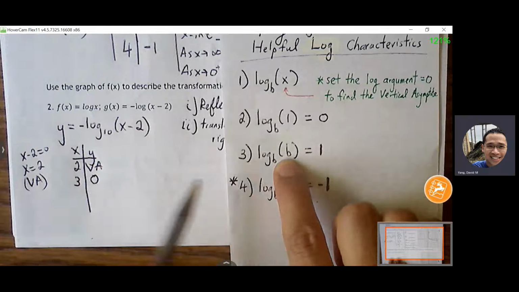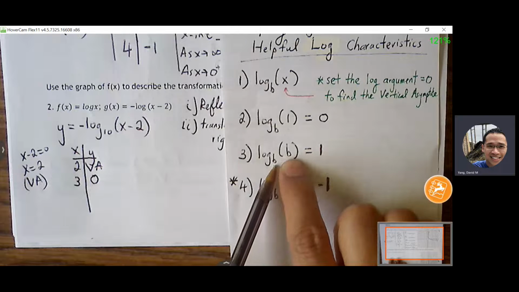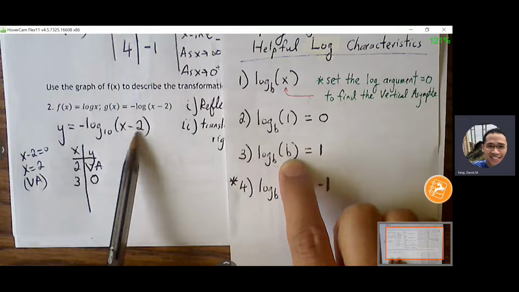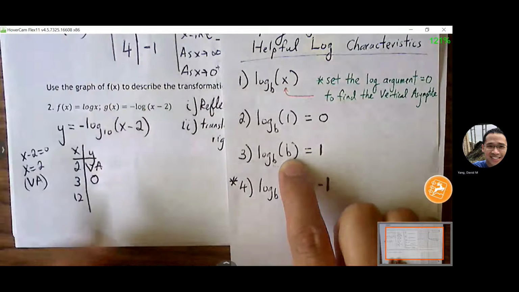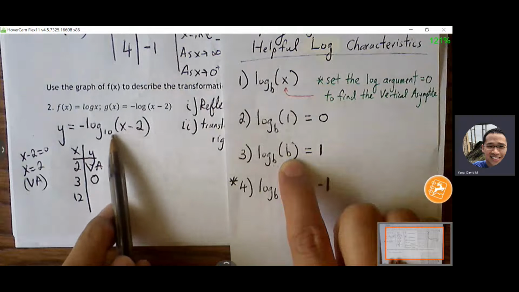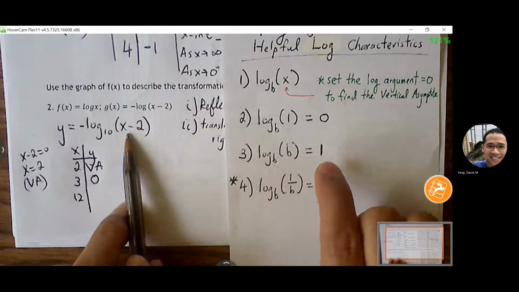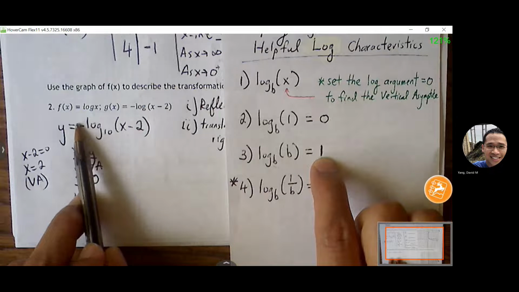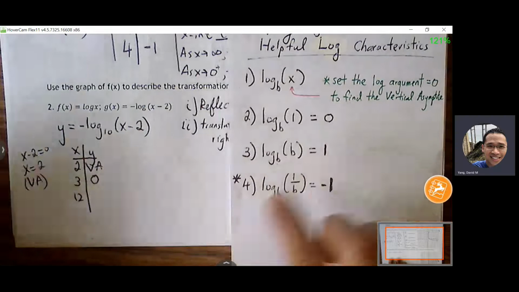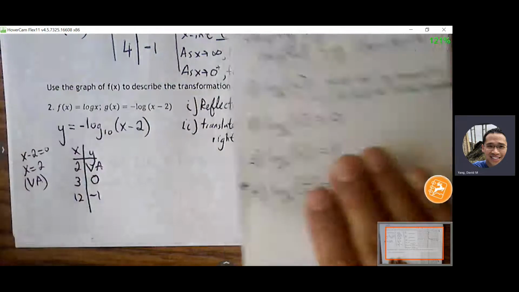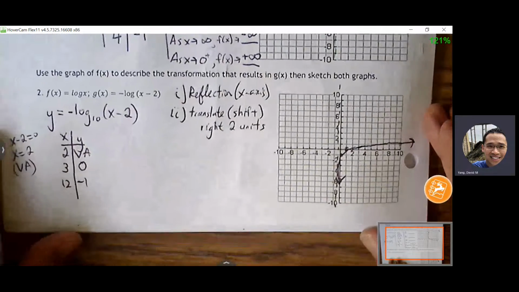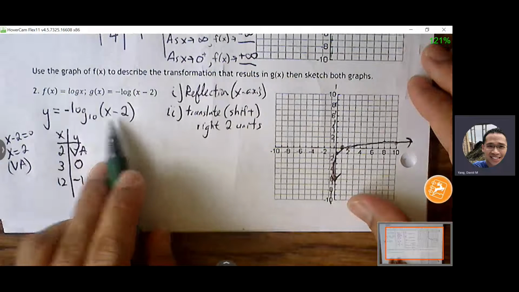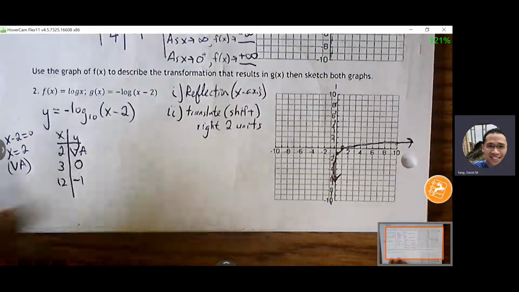Okay. What can I choose to make this second property work for me? 12, good. Let's try that. 12 minus 2. 12 minus 2 is 10. Log base 10 of 10 is 1, but then there's a negative in front, so I got to make it -1. Okay, so it's going to be a little bit off the graph, but we can kind of just estimate it. We use a different color here. We're expecting reflection. We're expecting a shift to the right.